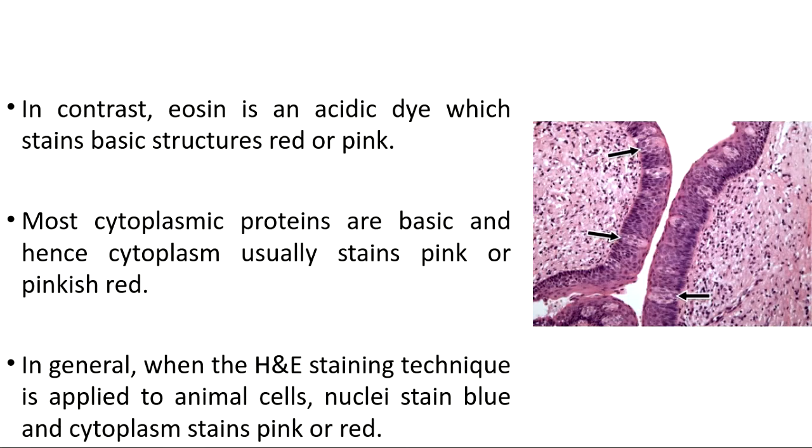In contrast, eosin is an acidic dye which stains basic structures. So you should know it stains most of the cytoplasm pinkish red. Eosin means it stains pink or pinkish red. It is an acidic dye. It stains basic structures. Hematoxylin is a basic dye which stains acidic structures. If you remember this much, more than enough. The H and E staining technique is used for animal cells, nuclei, everything.